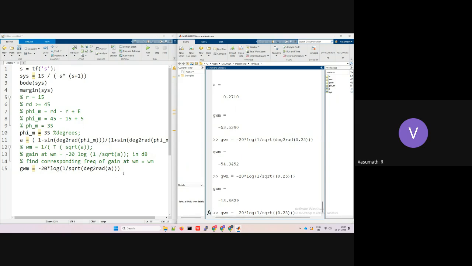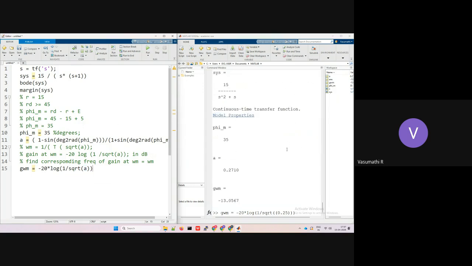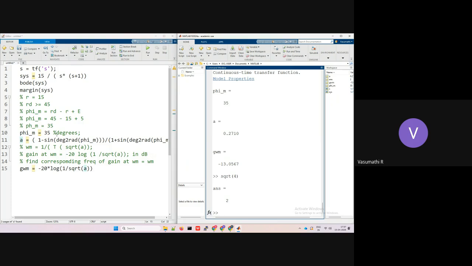Log of x, it is right actually. Square root of... SQRT is correct only, no? It is A here. 0.27.